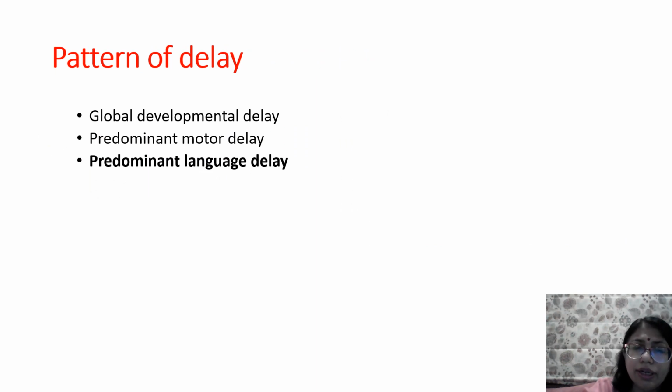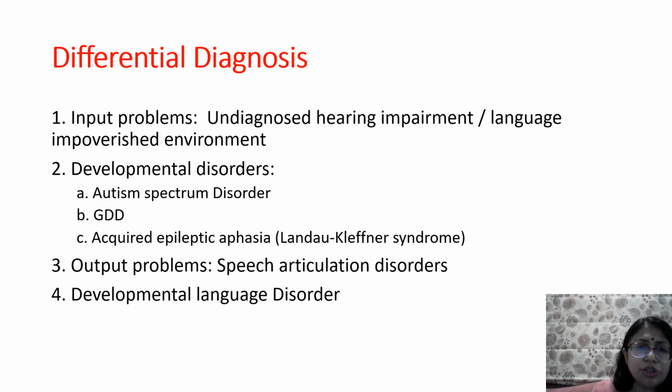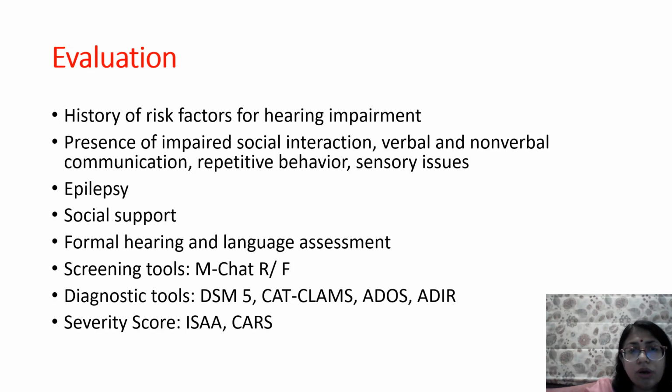Now coming to predominant language delay. Predominant language delay may be because of input problems, like an undiagnosed hearing impairment, or a language-impoverished environment where the parents are not really talking to the child and the child is being offered too much screen time. It may be developmental disorders like autism, global developmental delay, or acquired epileptic aphasia like Landau-Kleffner syndrome, or output problems, maybe speech articulation disorders, or it could be a developmental language disorder.